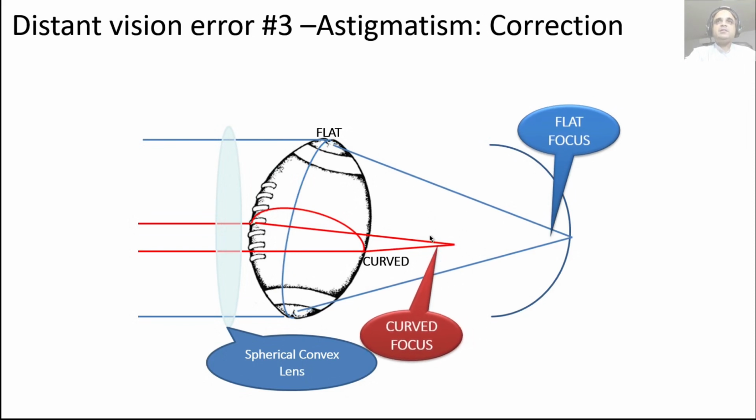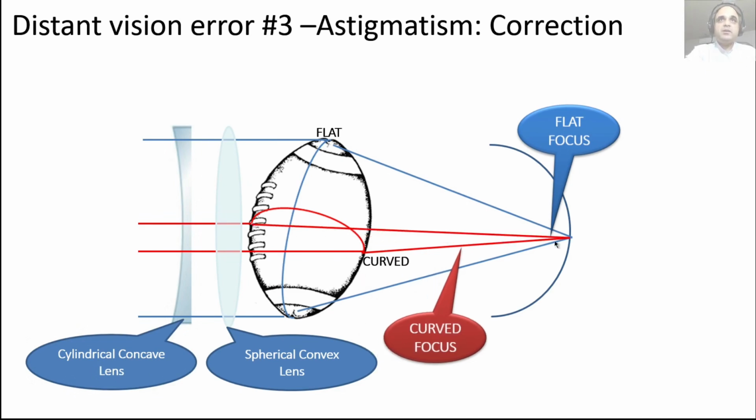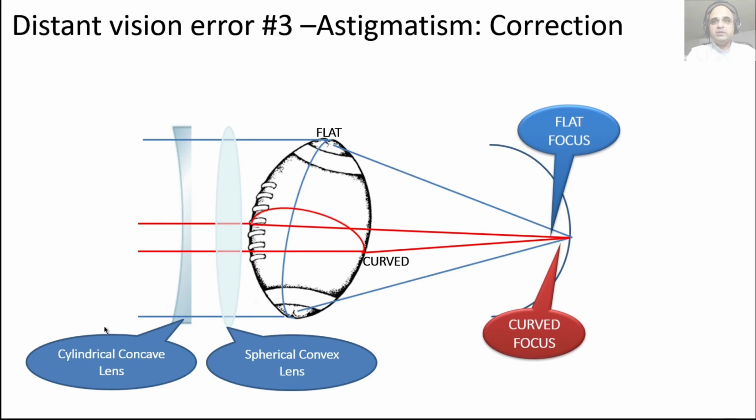But to correct this curved focus, we would put our cylindrical concave lens aligned along the horizontal meridian or the x-axis, so that the curved focus only moves now. That's the beauty of the cylindrical lens, it works only in one meridian. And now we have both light rays focus on the retina.